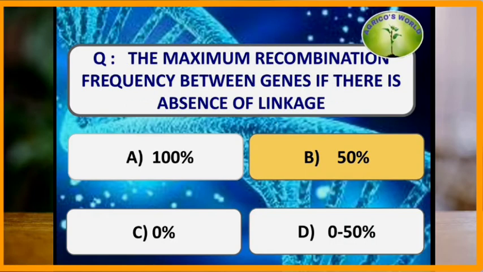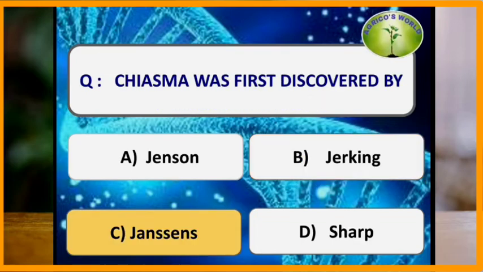The frequency of recombination between genes usually lies from 0 to 50%, but the maximum recombination frequency between genes is 50%. Chiasma is a cross-like configuration observed during diplotene when the homologous chromosomes begin to move away from each other, and chiasma was first discovered by Janssens.